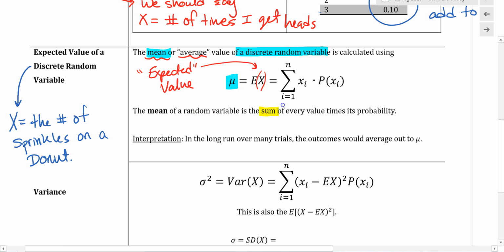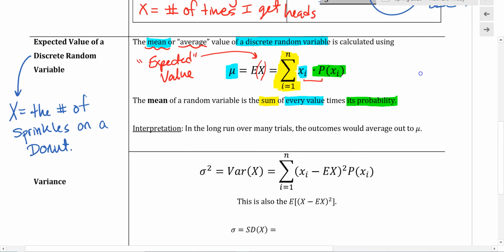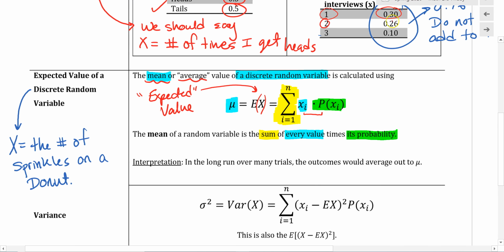It's the sum. Remember, this means to sum things up, that you're going to add up all the data values you have. And so I'm going to add every data value times the probability of it happening. So it's really not too bad. You're going to take your data value times its probability, which you get right out of a distribution function, data value times probability, and then you're going to add data value times probability and data value times probability.